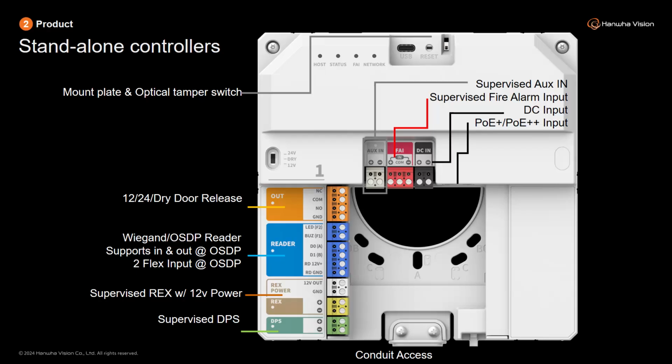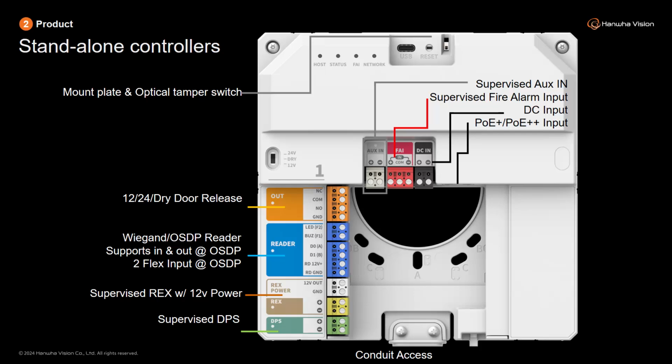And we have bare board controllers. We'll start with the standalone controllers, and you'll see here all the parts and pieces of it. On the left hand side we have our door control. This will open and close our door. It can be 12 volt, 24 volt, or a dry output.